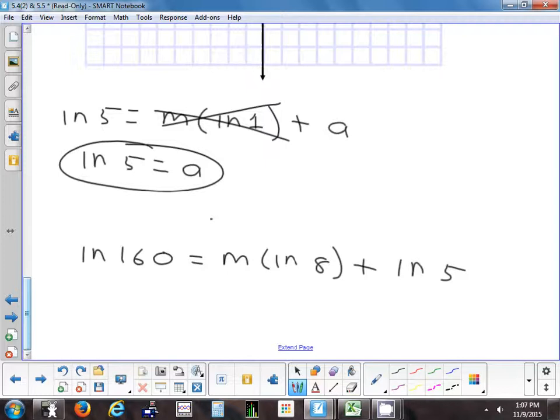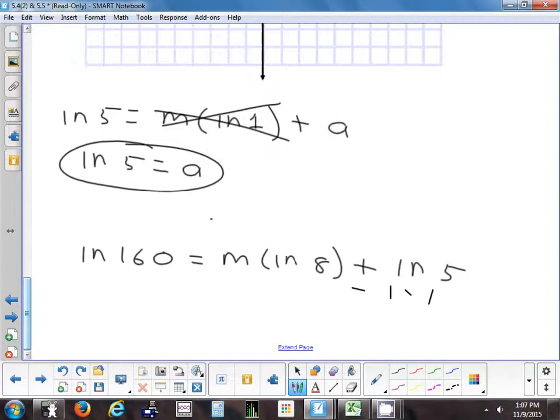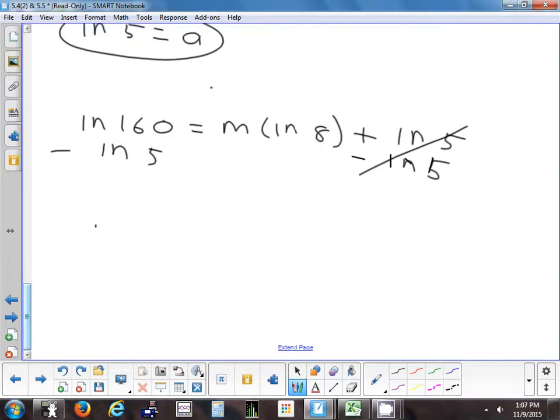I wouldn't divide yet. Think of it if you just have this. Minus 5. Yeah, you'd minus the 5. So what are we going to minus here? The ln 5. Yeah, you're going to minus the ln 5. So that's gone. Okay, now we have rules for combining that. We can do that. ln 160 minus ln 5.